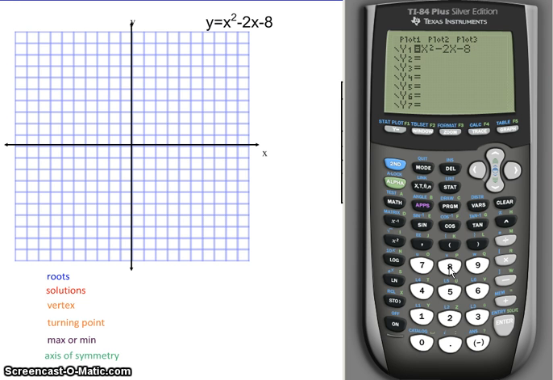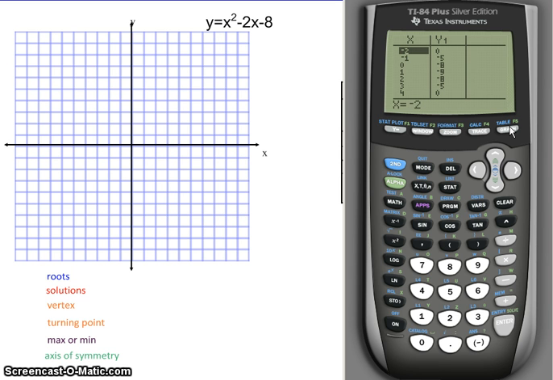I'm going to push the graph button so I see what my parabola is going to look like when my problem is done. That's what my graph paper should look like when I'm completed. I'm going to get the table for these points by hitting second graph, and I've got this nice little table.